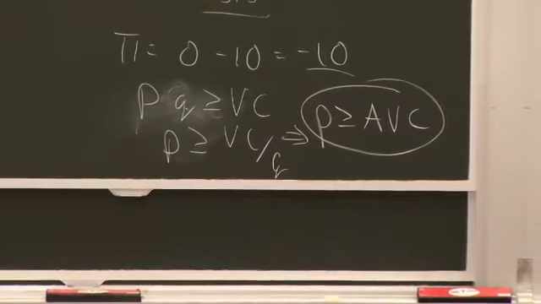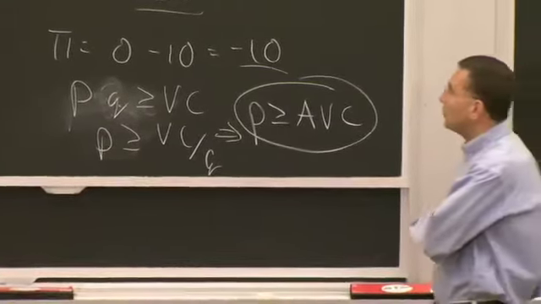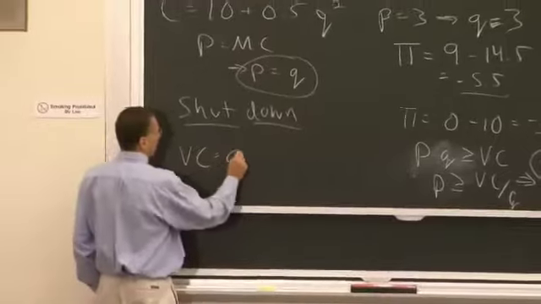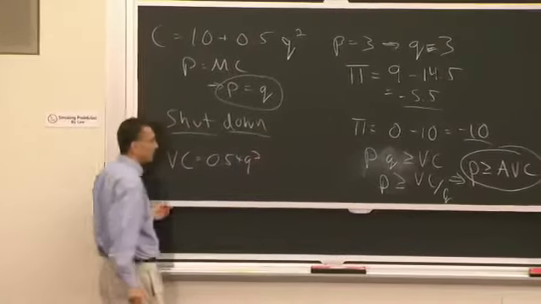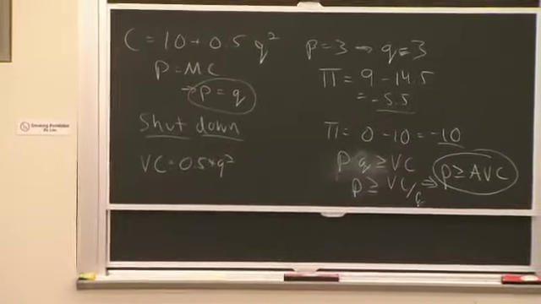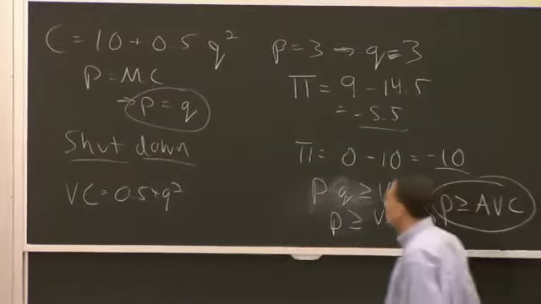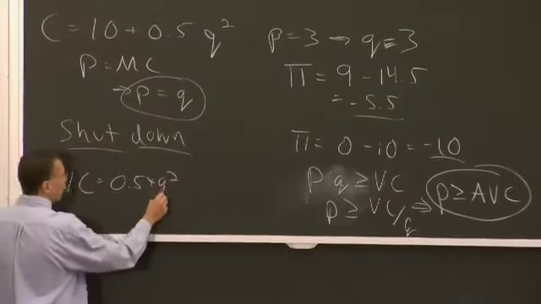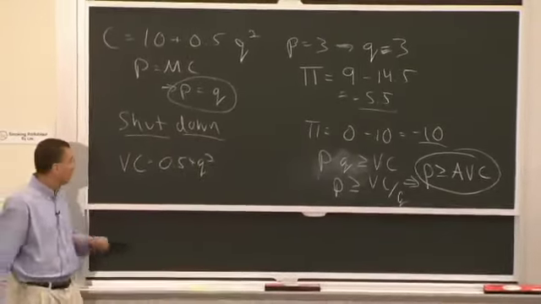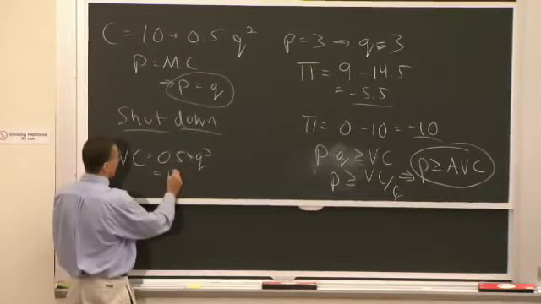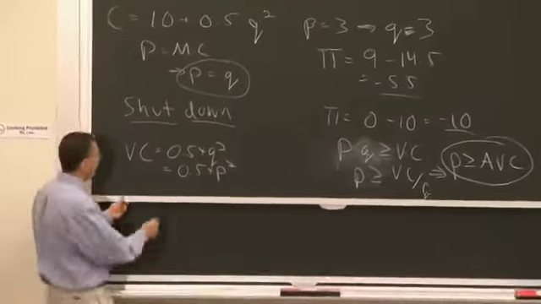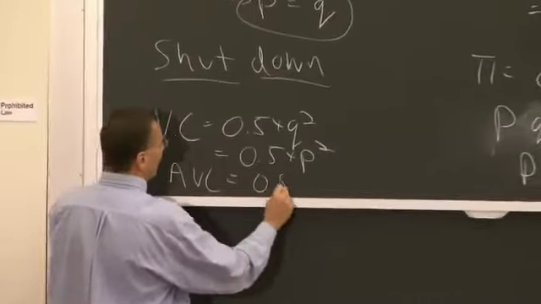Now, what are the average variable costs for our firm? Well, the variable costs for our firm are 0.5 times q squared. We know that in equilibrium, if it's profit maximizing, it will produce where Q equals P. So we can replace the Q with the P. The variable costs are 0.5 times P squared, because we know it will produce where Q equals P. So its average variable costs are 0.5 times P.